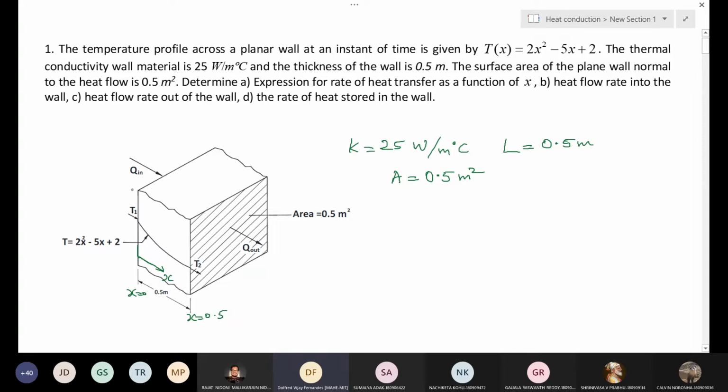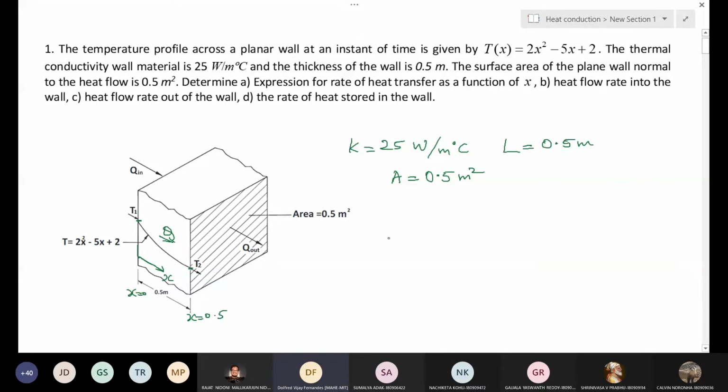Okay. So definitely it's given here, Q in is on this left side, and also the temperature profile shows a higher value here and a lower value here. So we know the direction of heat flow. This is the direction of heat flow. So heat flows opposite to the temperature gradient.